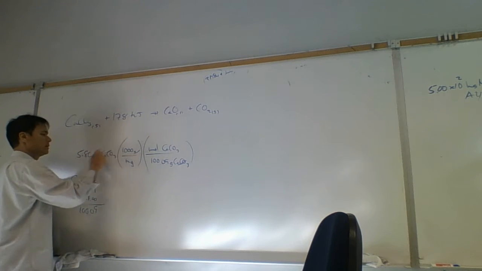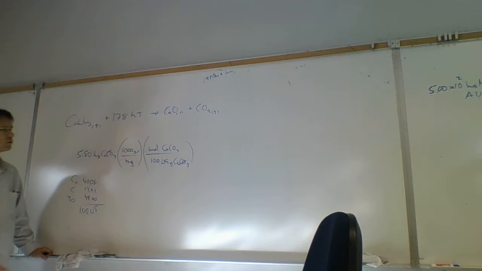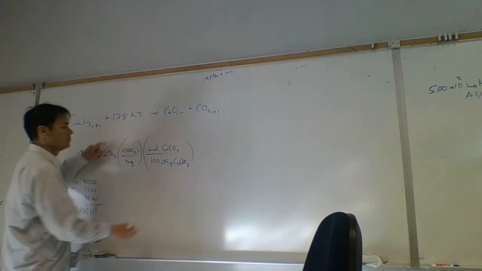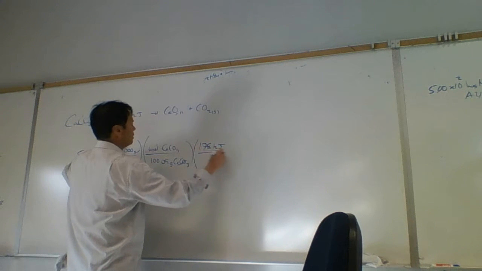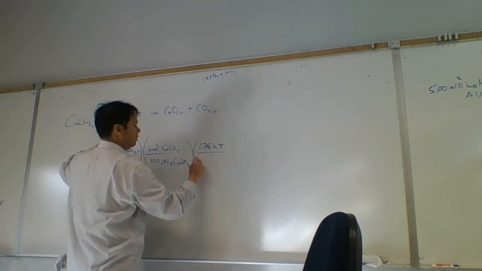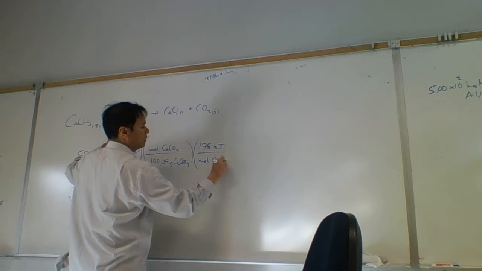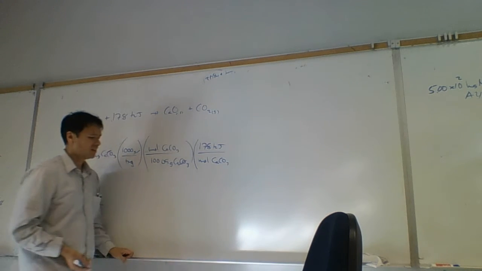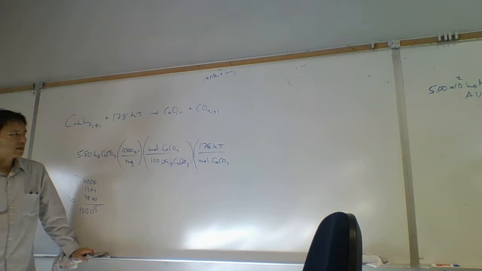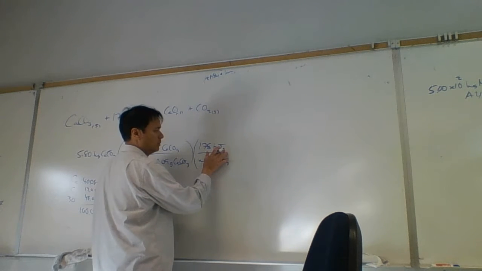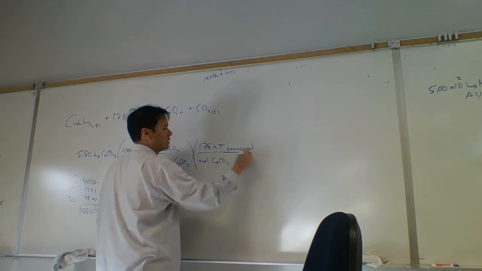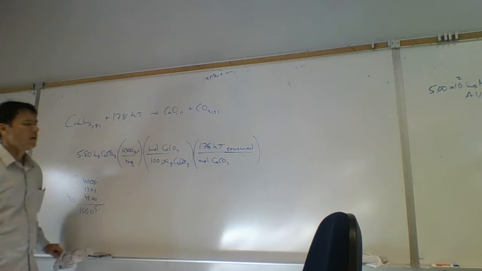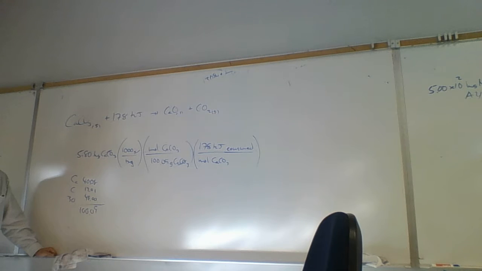So grams cancel, kilograms cancel. Gives us the moles of calcium carbonate. Now we can use the mole ratio here. There's going to be 178 kilojoules for every mole of calcium carbonate. Now we don't use a negative sign because what we do instead is we say consume or produce. In this case, the heat is consumed. So we'll just add that there. If this were negative, then we'd say produced as a product.